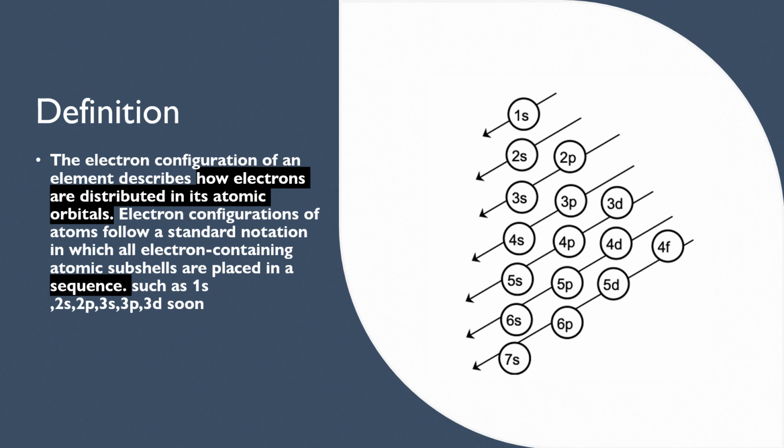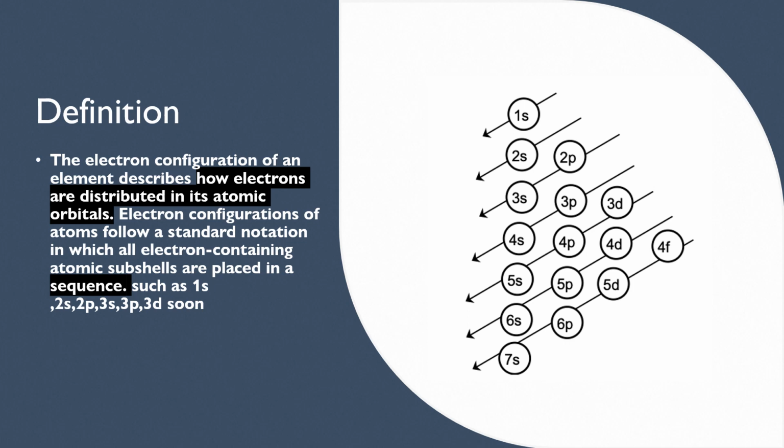And in order to describe the electronic configuration, we use standard notation like 1s, 2s, 2p, 3s, 3p, 3d. These are called standard notation for describing the electronic configuration. Another thing is that these atomic subshells are arranged in sequence.